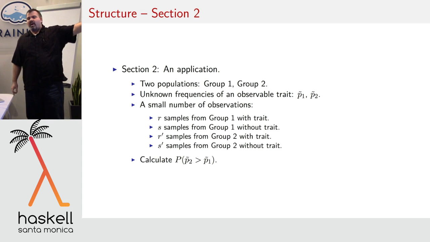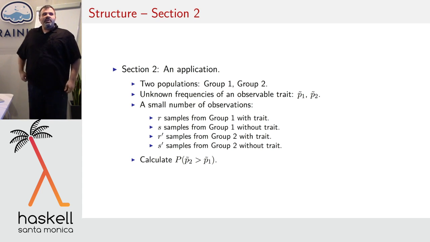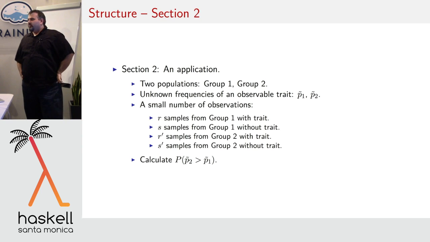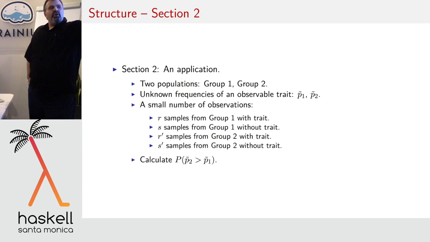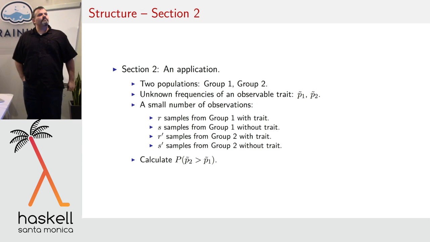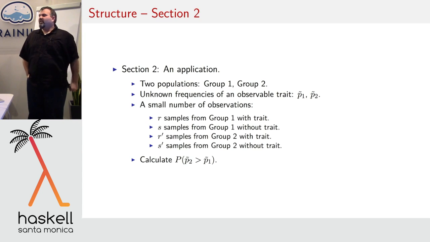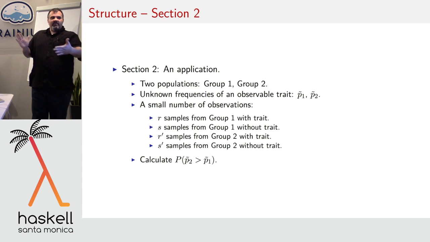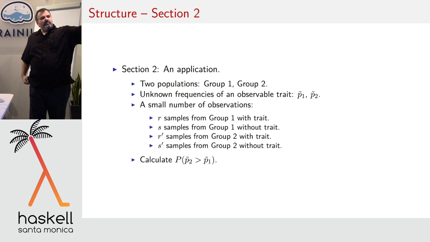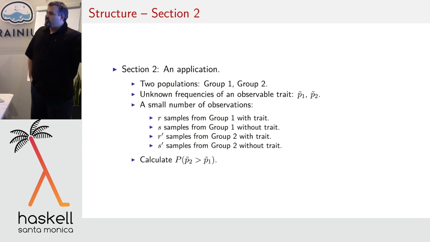But here's the problem. You have two populations, group 1 and group 2. Each population has an unknown frequency of an observable trait. So these are the unknown probabilities. We have a small number of observations; in the paper, it's less than 10. You have R samples from group 1 that have the trait, S samples from group 1 that don't have the trait, R prime samples from group 2 that have the trait, and S prime samples from group 2 that don't have the trait.